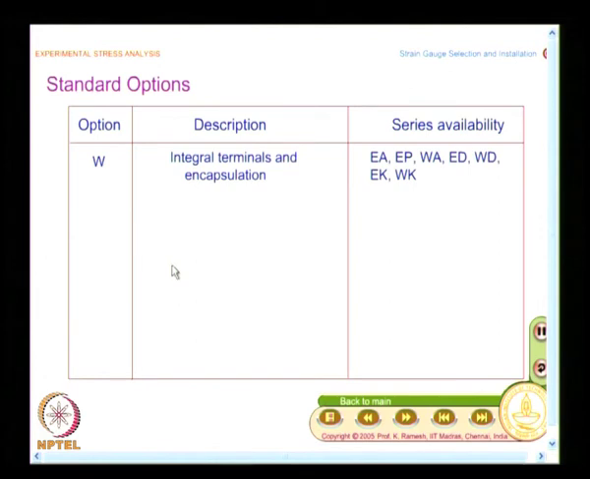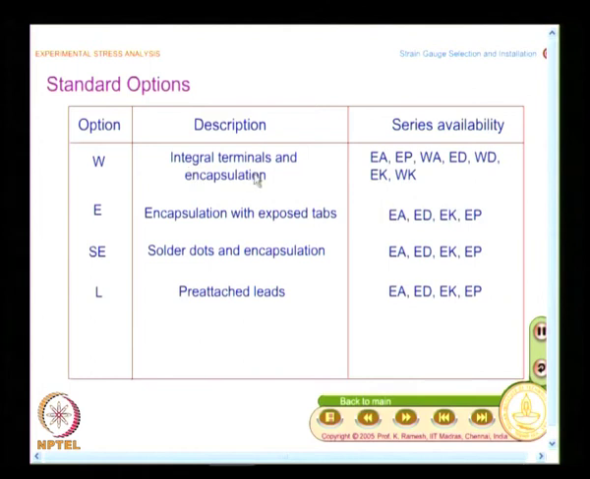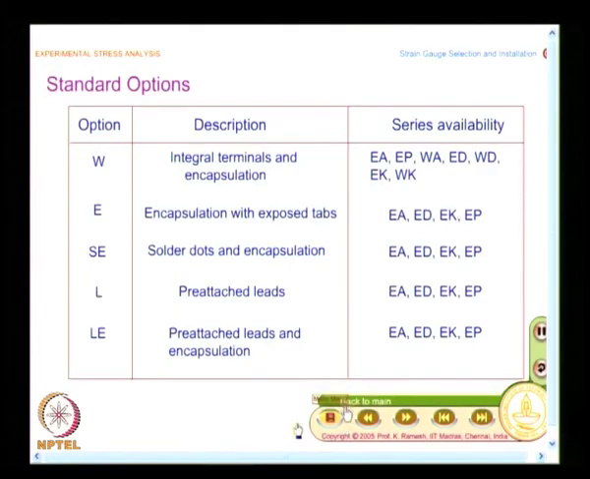So, when you look at the options, I have W, which is integral terminals and encapsulation, and when I have L, it is like pre-attached lead wires, and if I put LE, it is pre-attached leads and encapsulation. So, the idea is to emphasize that for special applications, look for suitable options to minimize your effort in installing the strain gauge.